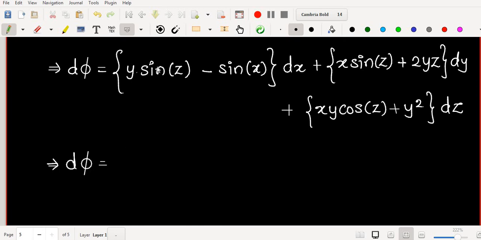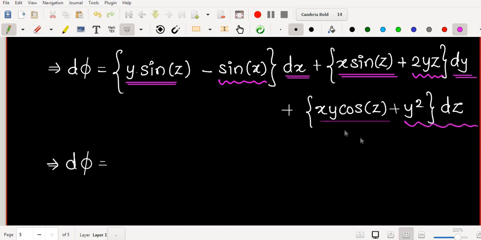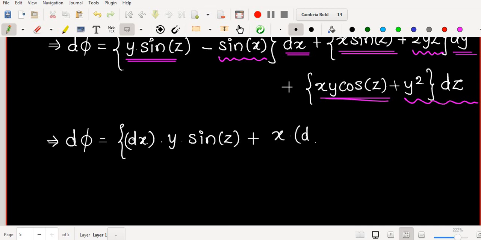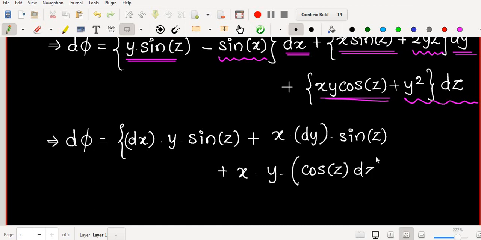Now to simplify this, we consider the terms containing same variables. If we observe, your first term is having variables x, y, z. Second term is taking variable x only. Then here next term is taking all three variables. Here two variables only, y and z. Here it takes three variables. So we collect the terms containing same number of variables. Therefore we take dx into y into sin z plus x into dy into sin z, and third term we can take as x into y into cos z into dz in one bracket.